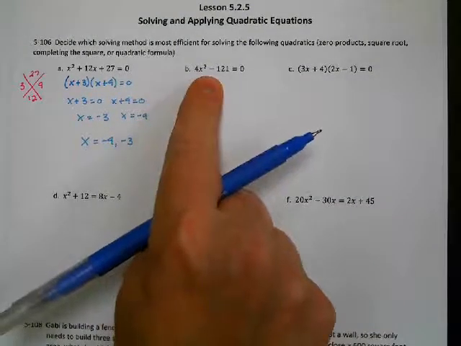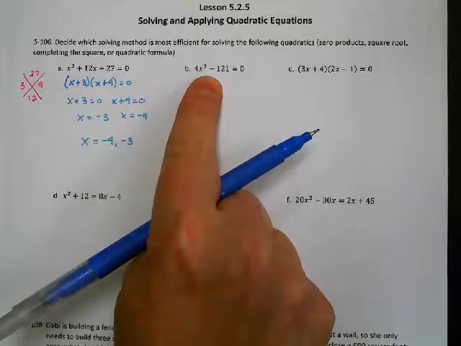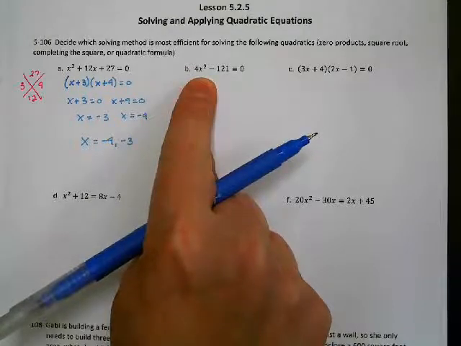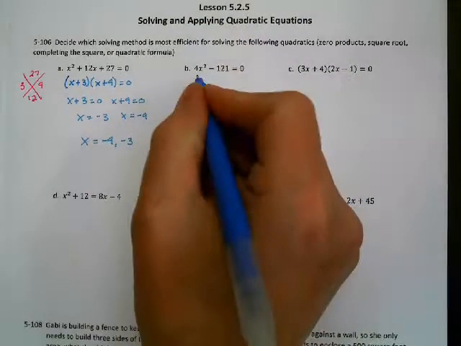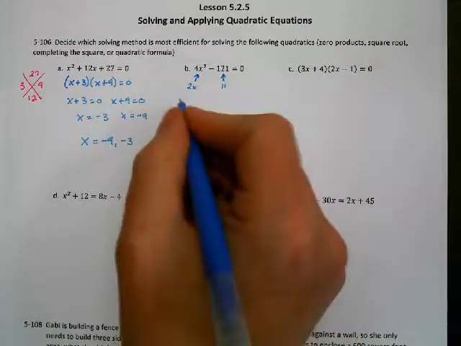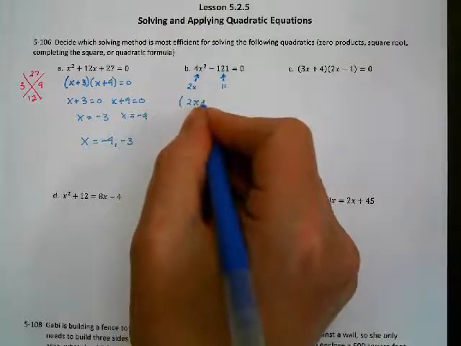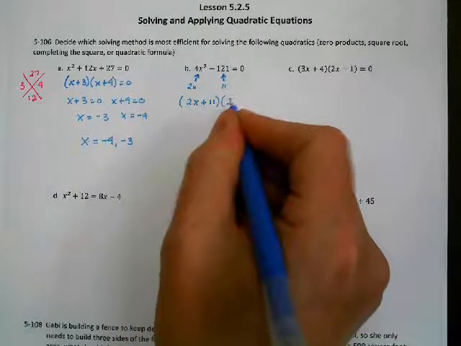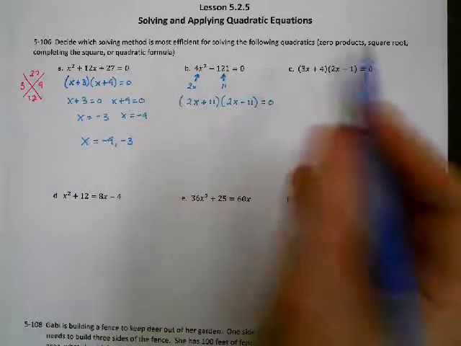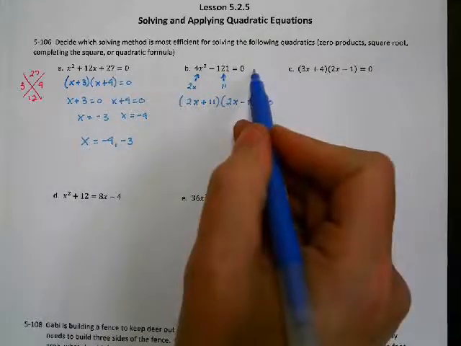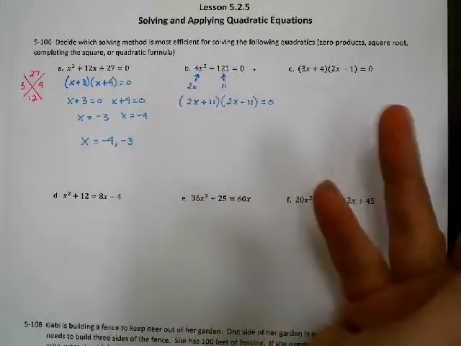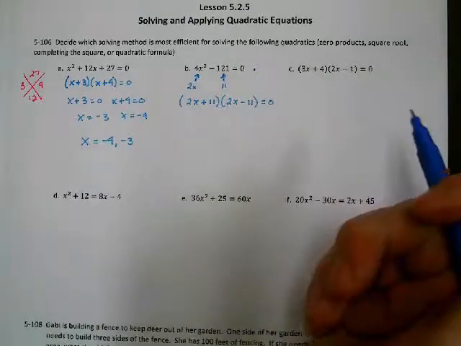Next one, I asked myself, can it factor? And yes, it can. It's only got 2 terms, but they're both perfect squares. So I could use the difference of 2 perfect squares. This is the perfect square of 2x, and this is the perfect square of 11. So I would do 2x plus 11, and I could use 2x minus 11. And maybe you thought we could use the square root method and add 121 to both sides, divide by 4, and then take the square root. And yeah, you could have done that too. You would have gotten the same answer and probably just as fast.